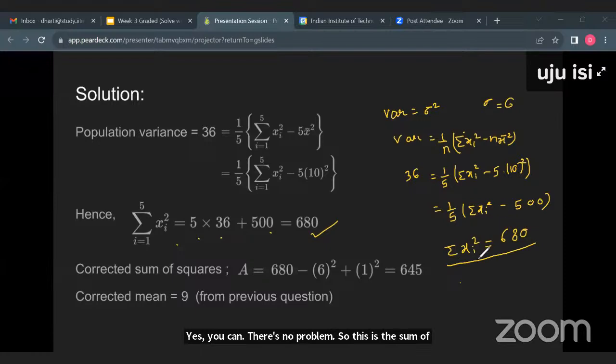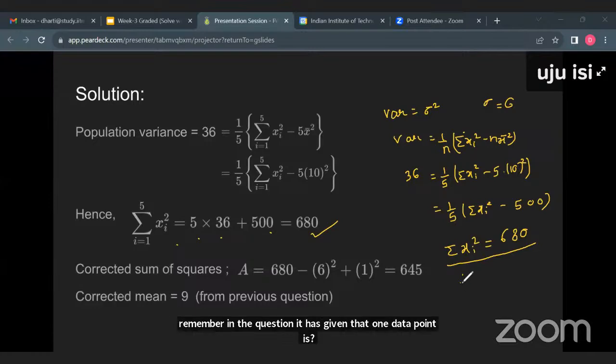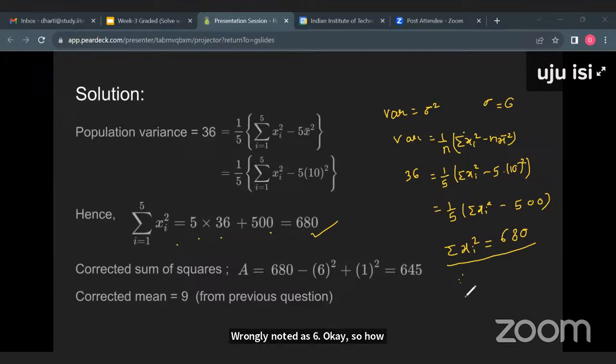But do you remember in the question, it has been given that one data point is wrongly noted as 6. So how to solve that problem? They said my x1 is equal to 6, but this was the wrong value. My actual value is x1 is equal to 1. So you have to subtract something from this 680, right? How will you do that?